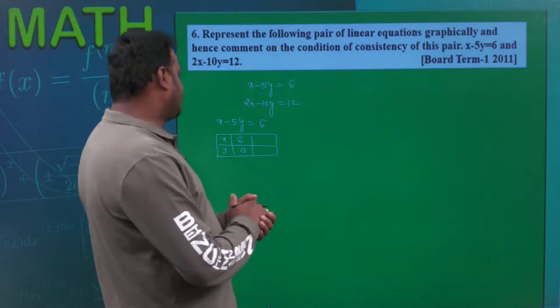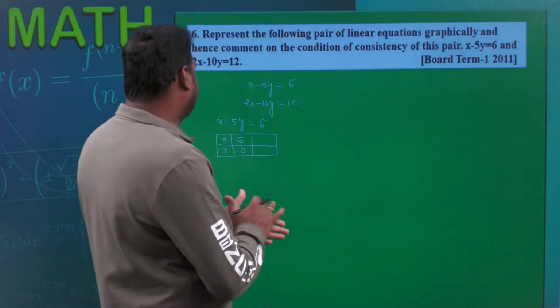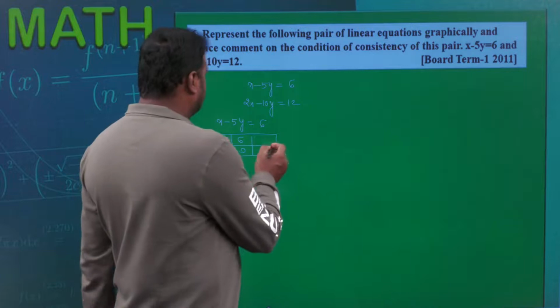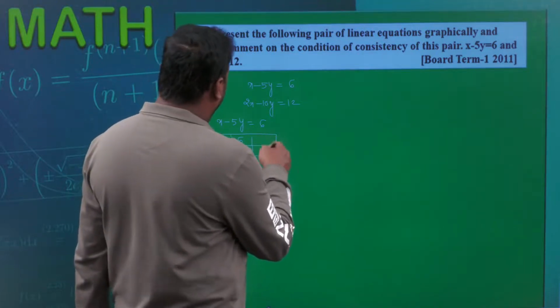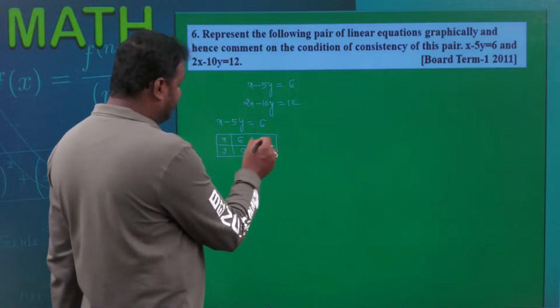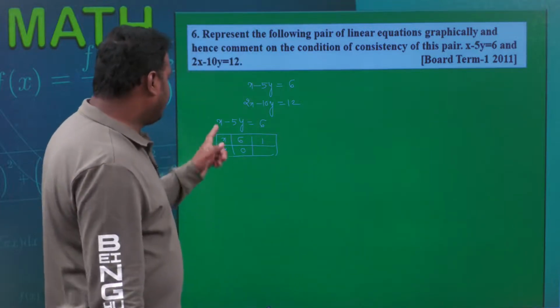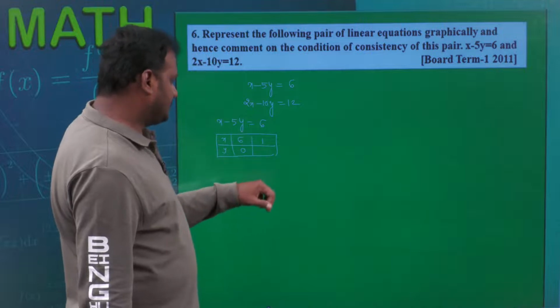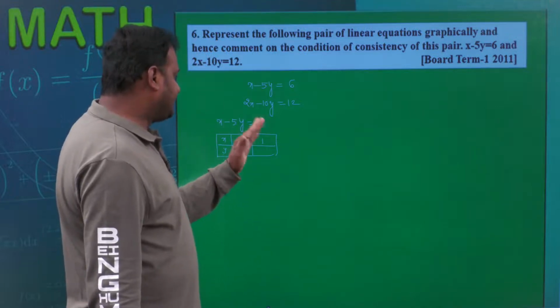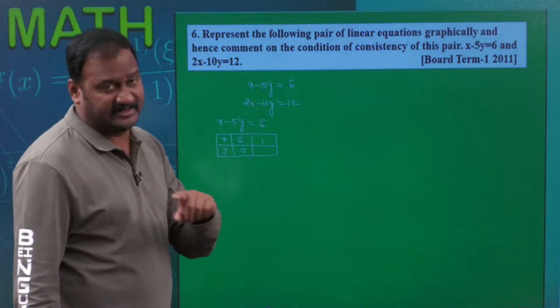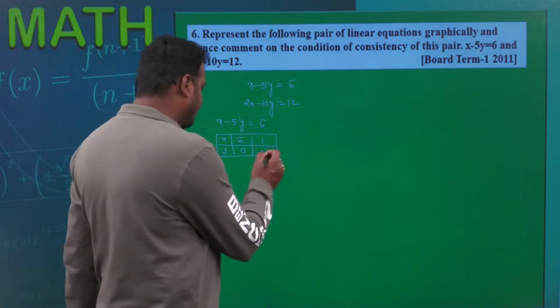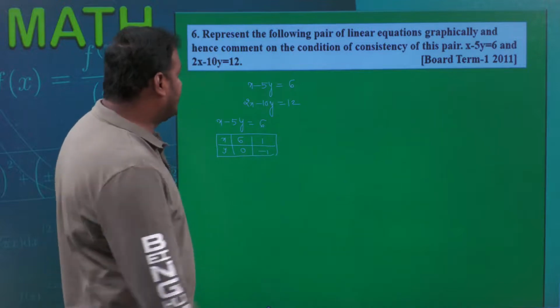So what should I do here? I'll go with x equal to 1. If I take x is equal to 1, then 1 minus 5y is equal to 6. Minus 5y is equal to 6 minus 1, which is 5. Minus 5y is equal to 5, so y is equal to minus 1. So I got the points.